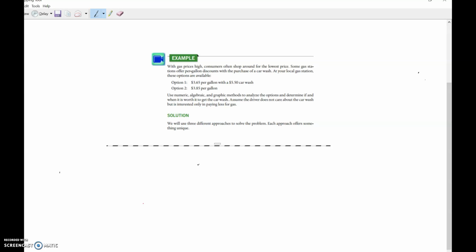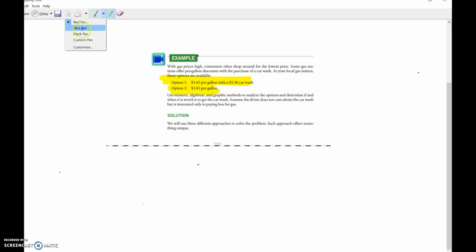Okay, turn to page 331. This is section 3.5, and we're going to do some stuff with linear equations. I know they're linear because if you look, they have a constant rate. This one's charging $3.65 per gallon, this one $3.85. And remember, your slope is your rate.